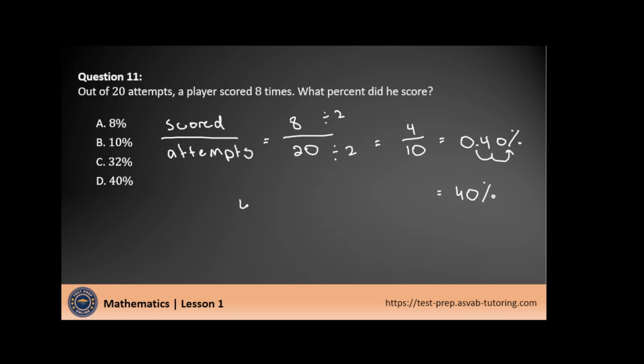Okay, just like earlier, if we do 4 divided by 10, we're going to move the decimal exactly 1 place. So that's how we get 0.4.